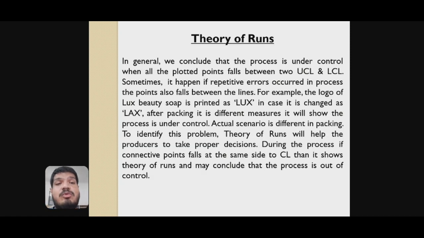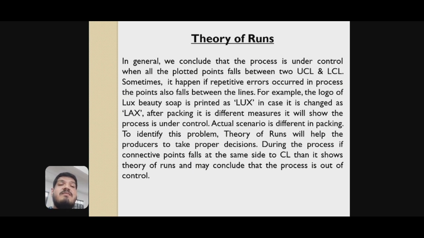Now theory of runs, the most important thing. In general, we conclude that the process is under control when the plotted points fall between UCL and LCL. Sometimes it happens that if repetitive errors occur in the process, the points also fall between the lines. Say for example, the logo of Lux Beauty Soap is printed as LUX. In case it is changed to LAX after packing, then it is a different measure, and the chart will show the process is under control, but the actual scenario in packaging is different. To identify this problem, theory of runs will help the producer to take proper decisions, right?